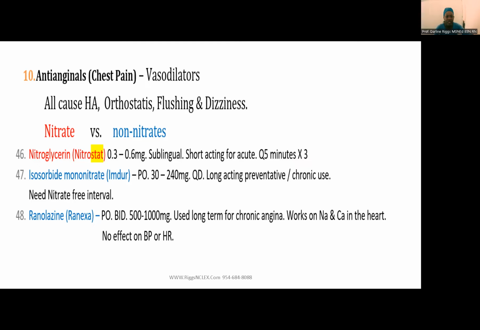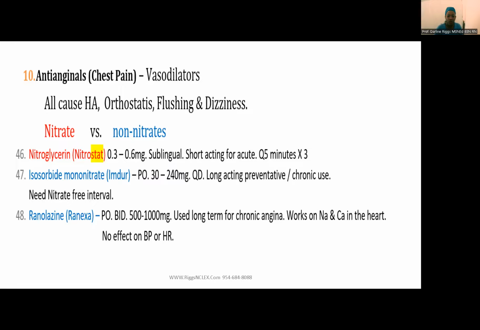Okay. I don't think I mentioned ranolazine, but it's the same family. Earlier, we talked about the whole calcium in the heart. So it's going to work on the sodium and calcium in the heart, but not affecting BP or heart rate. So it's preventative for the chronic angina client.